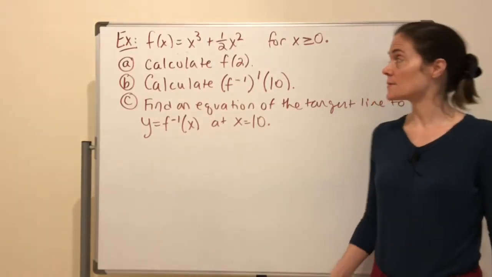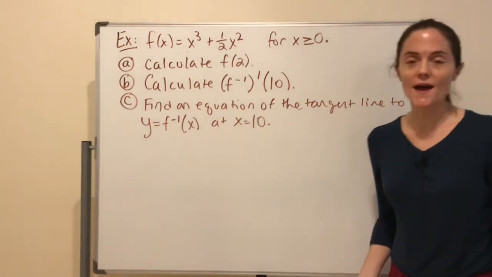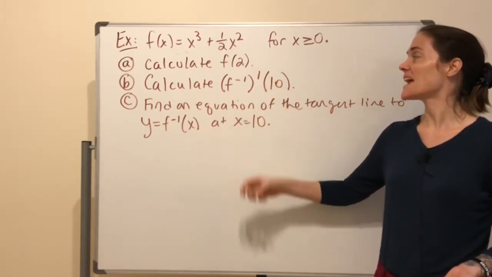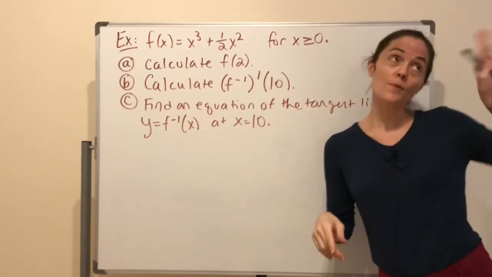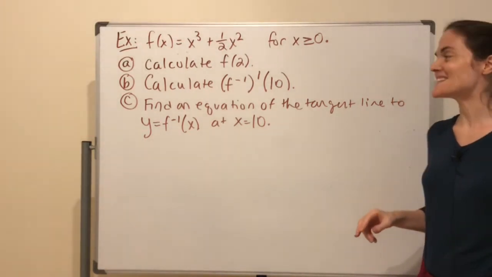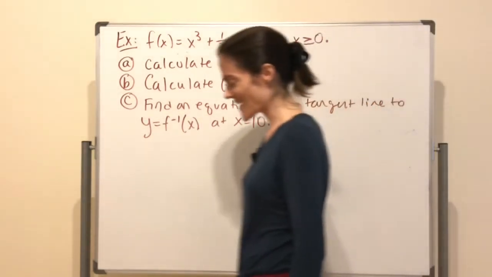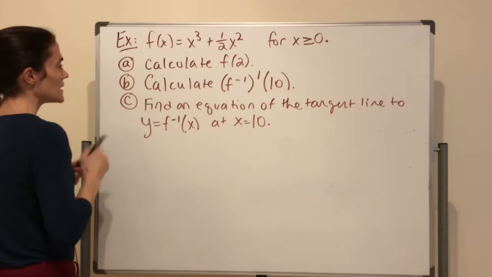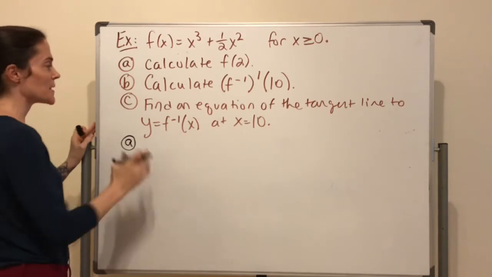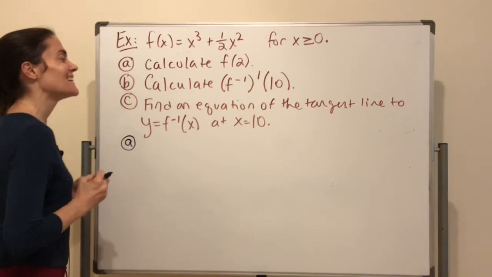Here's our first example. f of x is x cubed plus 1/2 x squared. And then we're told for x bigger than or equal to 0, we want to calculate f of 2 and calculate f inverse prime of 10, and then we will do part C. We'll find the equation of the tangent line to the inverse function at x equals 10. Well, parts A and B came off an old final exam, and part C I'm adding so that we can look at a graph. Very nice.